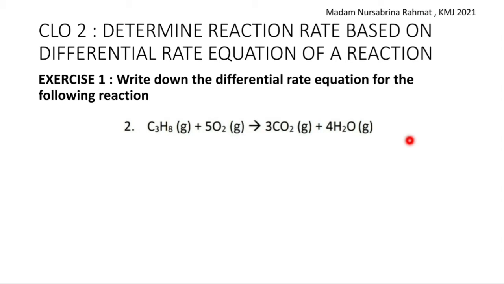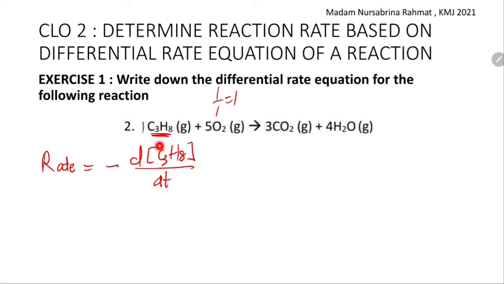Okay, so for this one we have two different reactants and two different products. So my rate equals negative dC3H8 over dt, because it's 1 over 1, which equals 1, so we can just ignore it and don't need to write it down in front of our differential rate equation.